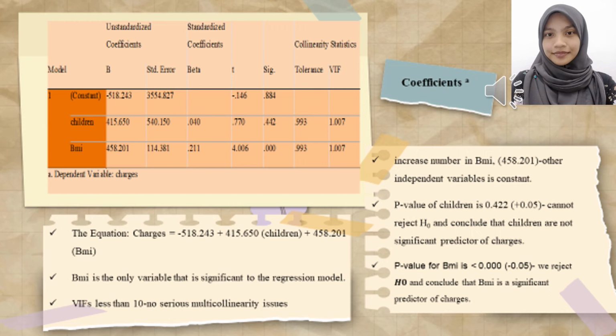For the children predictor, the p-value of children is 0.422, which is more than 0.05. So we cannot reject H0 and conclude that children is not a significant predictor of charge. For the BMI predictor, the p-value for BMI is 0.000, which is way less than 0.05. We can reject H0 and conclude that BMI is a significant predictor of charge.